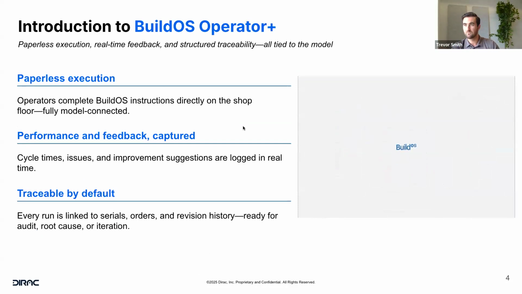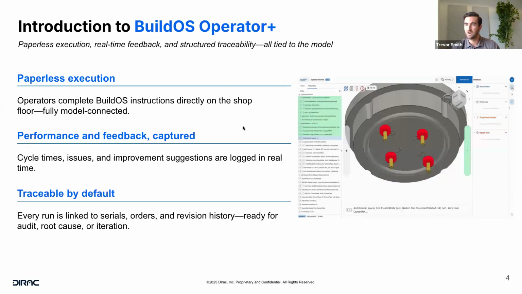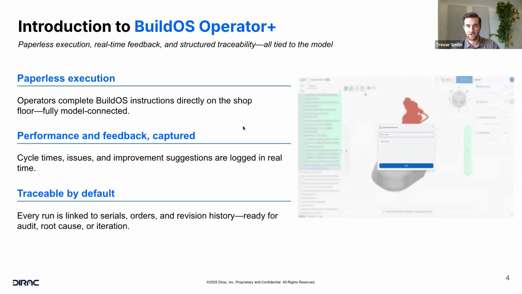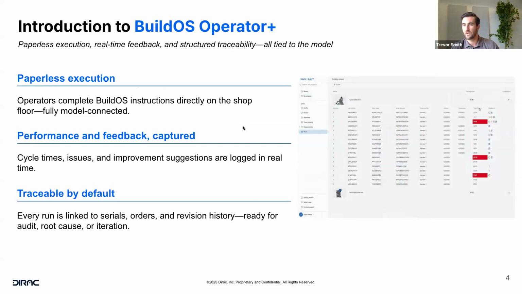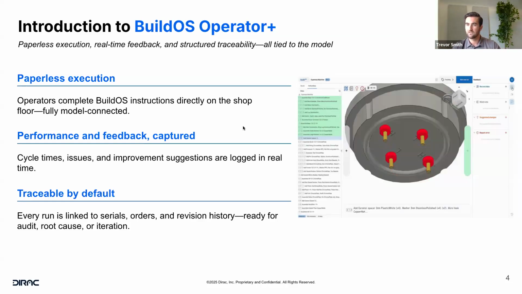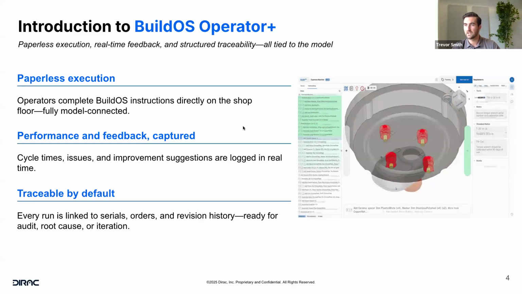But the idea is, if you're going to create a digital work instruction, you might as well put that digital work instruction out onto the shop floor in a digital format, especially if it's model based. So paperless execution, the feedback we were talking about before, and also the traceable nature of it. So actually tracking those runs within Operator Plus, so that not only your engineers but also your production supervisors or management can track all of this on the shop floor.